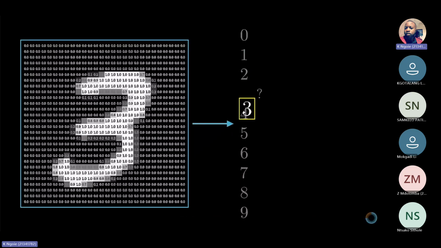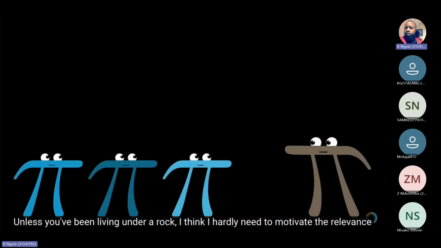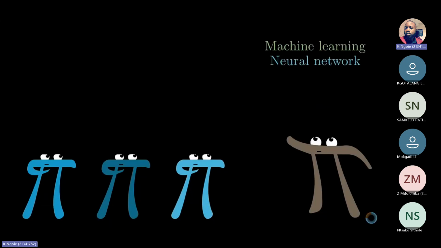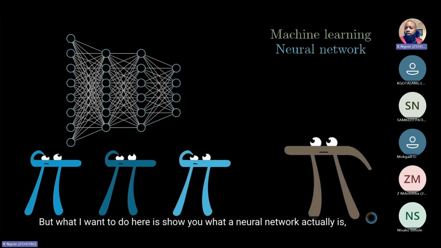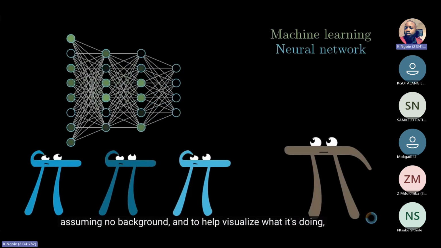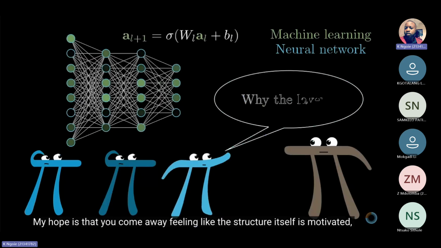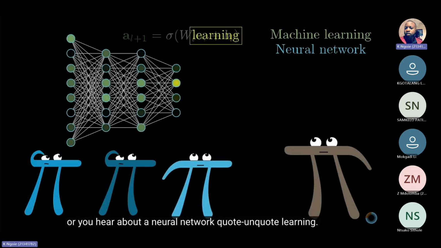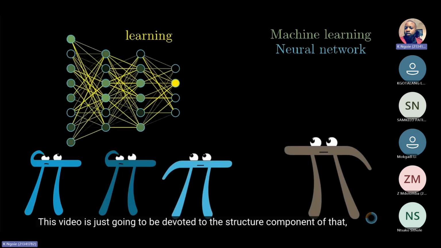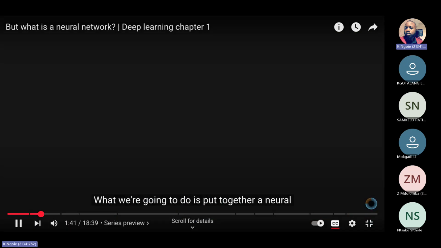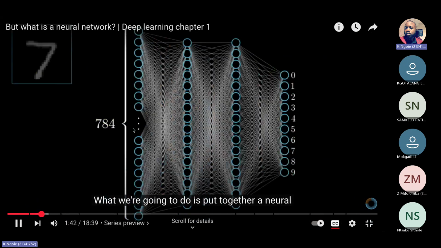Unless you've been living under a rock, I think I hardly need to motivate the relevance and importance of machine learning and neural networks to the present and to the future. But what I want to do here is show you what a neural network actually is, assuming no background, and to help visualize what it's doing. Not as a buzzword, but as a piece of math. My hope is just that you come away feeling like the structure itself is motivated, and to feel like you know what it means when you read or hear about a neural network, quote-unquote, learning. This video is just going to be devoted to the structure component of that, and the following one is going to tackle learning. What we're going to do is put together a neural network that can learn to recognize handwritten digits.